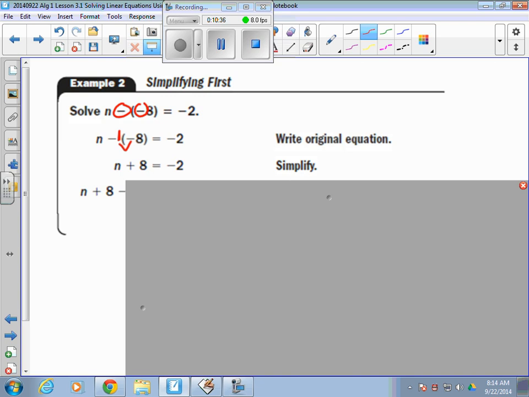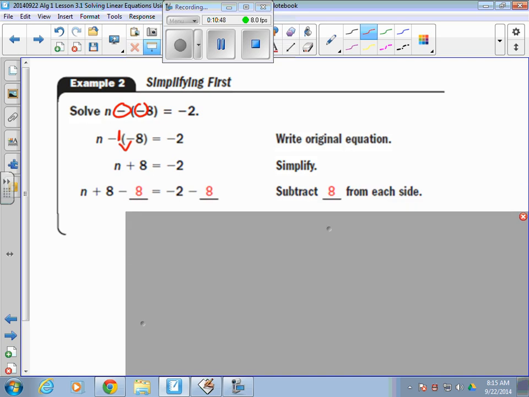The fact that this says n and not x, don't let that confuse you, everybody. You treat variables the same way. So now you have n plus 8, because minus a negative means to add. And then you got to undo plus 8 by subtracting 8 on both sides. Again, if you did it the vertical method, which most people prefer, n plus 8 equals negative 2.